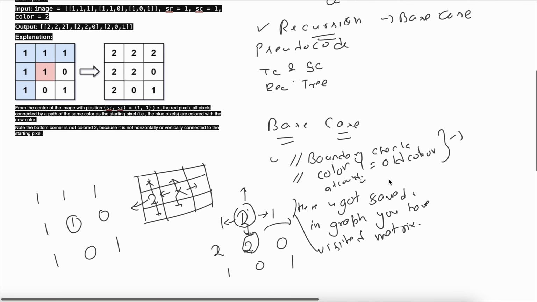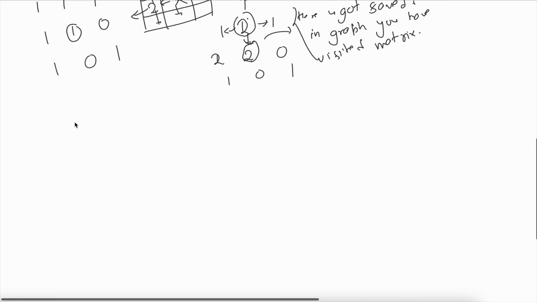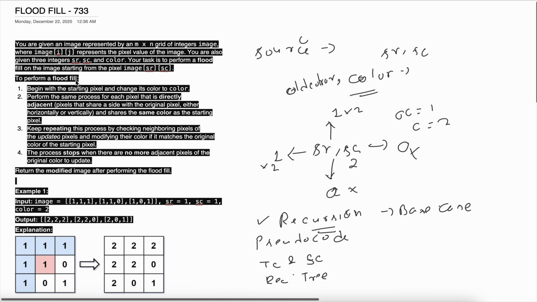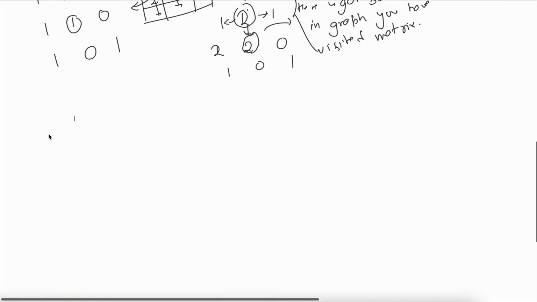Now let's write the code part. I will write pseudocode only. This is an easy code, you can search for it online. So what we have in the statement: we need to return a vector of int. The function name is floodfill.